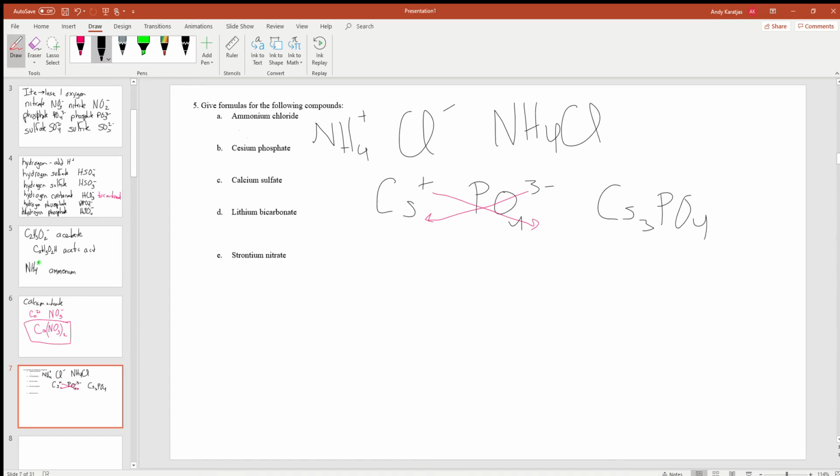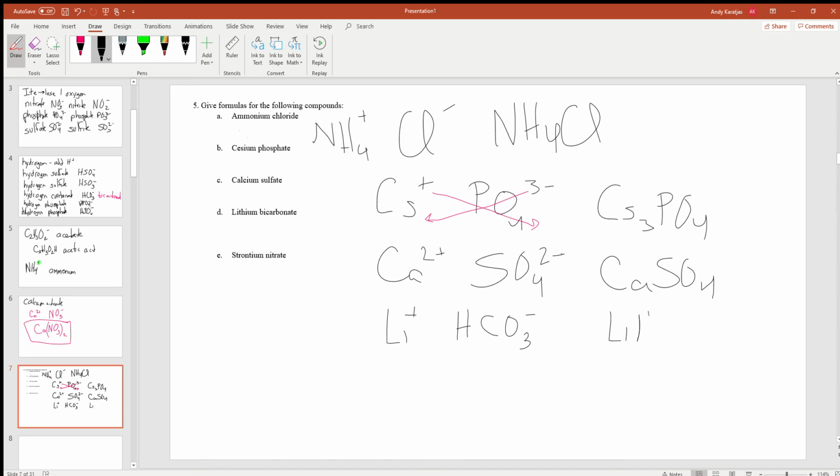Right. Calcium sulfate. Calcium 2+, sulfate SO4 2-. The charges are equal, we just need one of each. Lithium bicarbonate, lithium +1, bicarbonate HCO3-. Again, equal charges, we need one of each, LiHCO3.